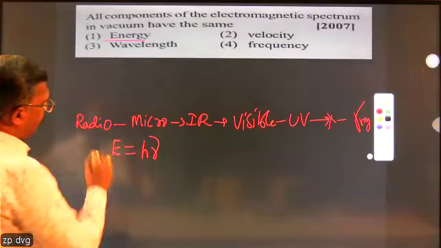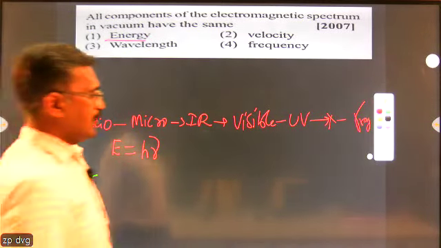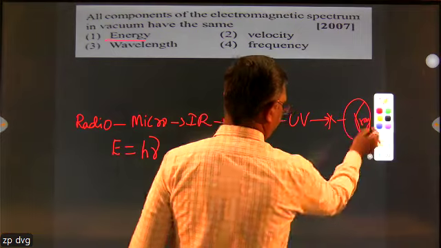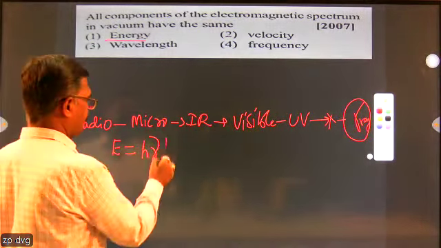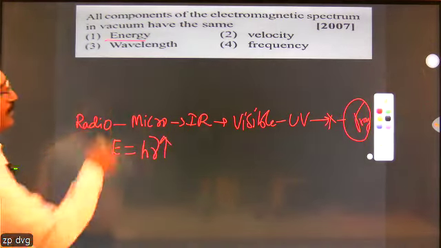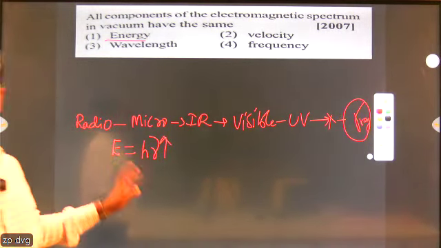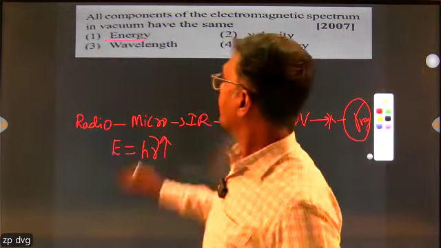Which part of the electromagnetic wave is having the highest energy? Gamma rays. Which is having the least energy? Radio waves. ಯಾಕೆ? ಅದಕ್ಕೆ highest energy ಅಂದ್ರೆ because of highest frequency. So therefore ಎಲ್ಲ ಕಾಂಪೊನೆಂಟ್ ಅಲ್ಲೂ ಎನರ್ಜಿ ಸೇಮ್ ಇರಲ್ಲ, energy will be different. So therefore this is not the correct option.